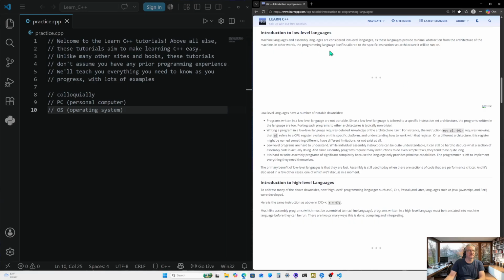So we got an introduction here to low-level languages. Machine languages and assembly languages are considered low-level languages. So ones and zeros, or something you would type into a text editor to give instructions.